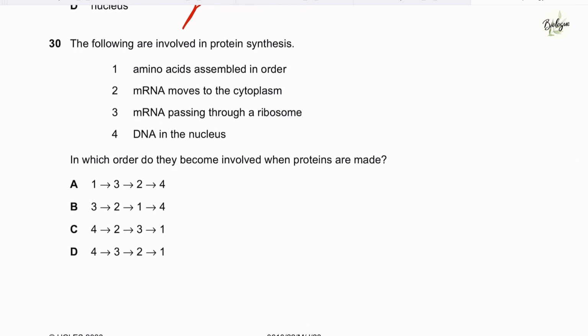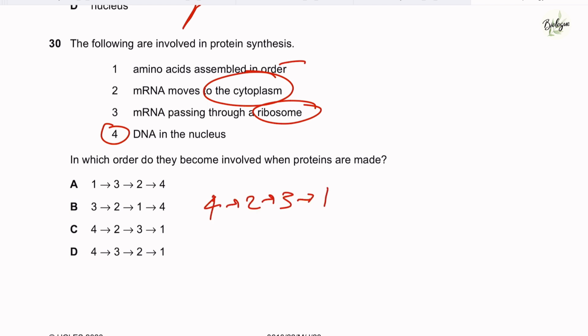The following are involved in protein synthesis. In which order do they become involved when proteins are made? So in this case, the answer does look like DNA starts. So we start with DNA, then we move on to transcription, which is conversion of DNA to mRNA. Then we move to translation, which is mRNA to amino acids. So it is 4. And then we've got, let's see, mRNA moves to the cytoplasm, yes. Then through a ribosome, then this. So 4, 2, 3, and 1. So for question 30, the answer looks like C.